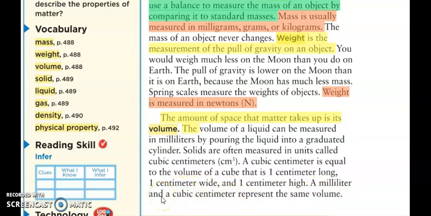Okay, inshallah, next time we will continue our lesson and explain how we can calculate the volume of an object.